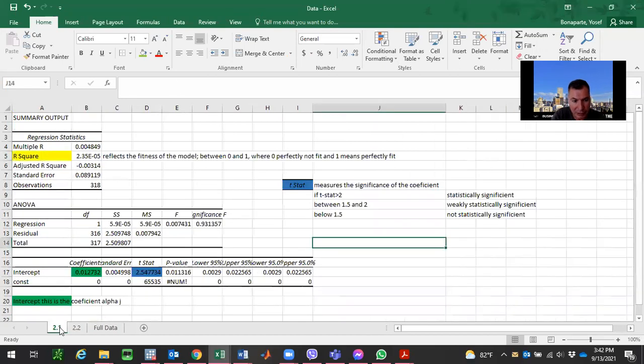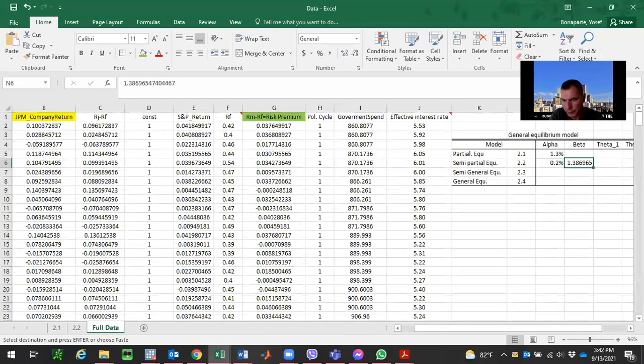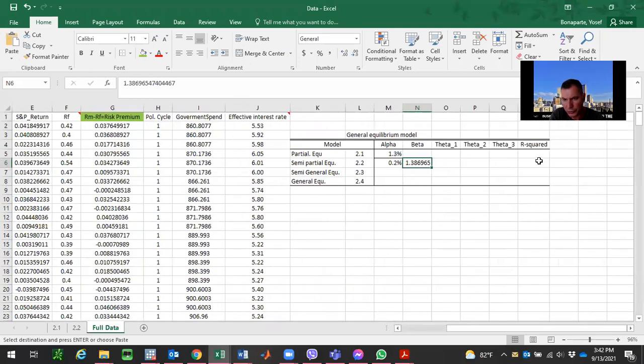I just explained this. What is that R square? What's the coefficient? What's the T-stat? Let's look at the T-stat here. The T-stat is 16, that means very statistically significant. The coefficient is 1.38, so that's good. Let me add the R square to the table. Oh, it's already here.